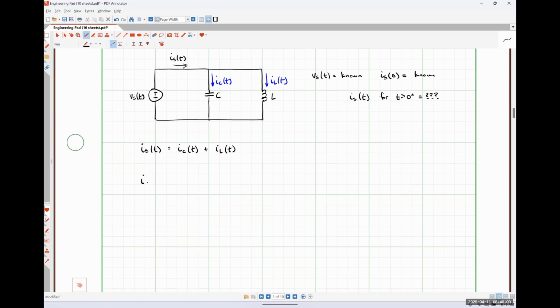IC of t, from equation 1 that we learned today, is simply C times the derivative of the voltage drop across the capacitor. And since everything is in parallel here, the voltage drop across the capacitor is just our source voltage. So that's going to look like C times the derivative of Vs with respect to time. Nothing wild or crazy here. We should all be able to take the derivative of an exponential function. So IC is the easy part.